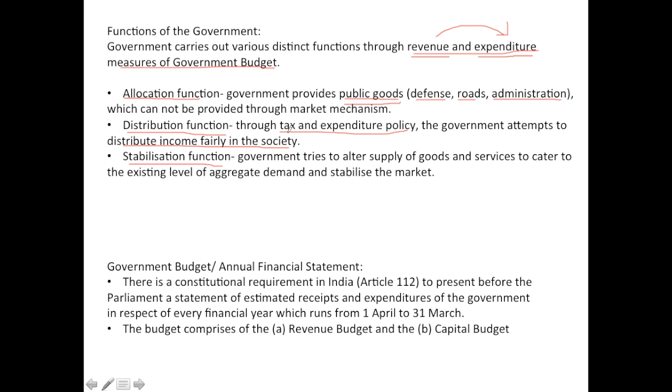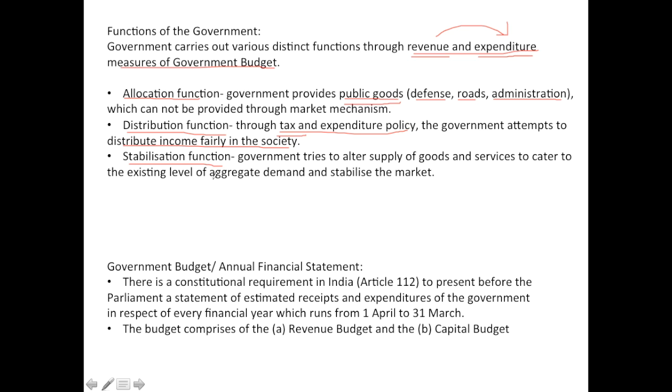That's where the government comes in. Government provides redistribution of this money through taxes. It takes taxes from the people who have money and distributes them to the people who do not in various methods. The third is stabilization function.